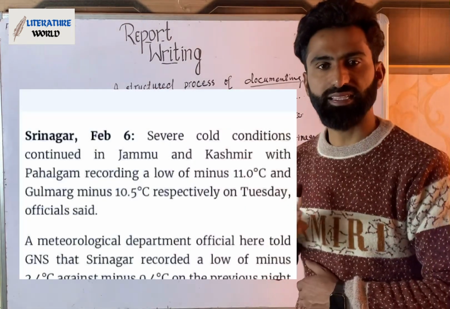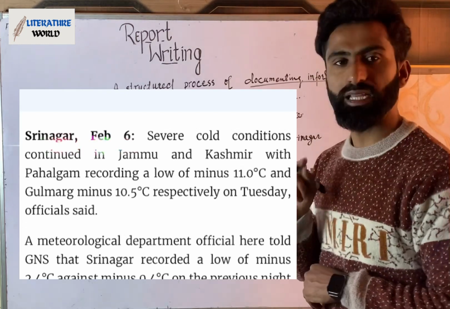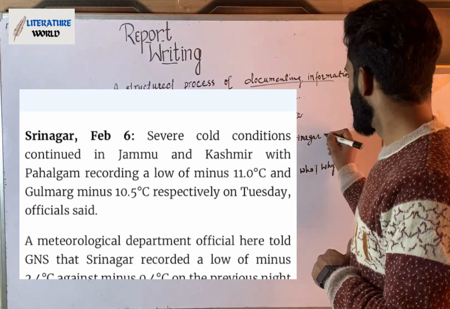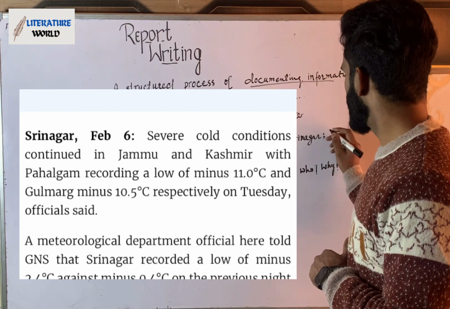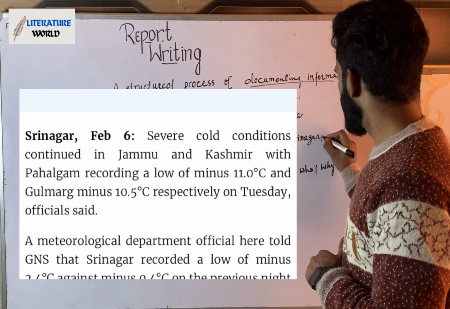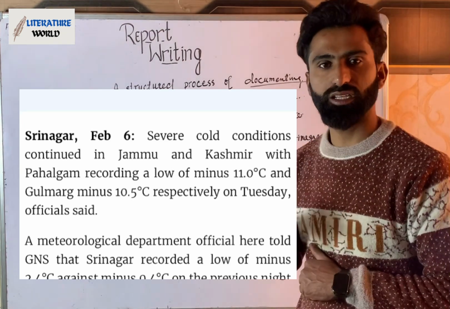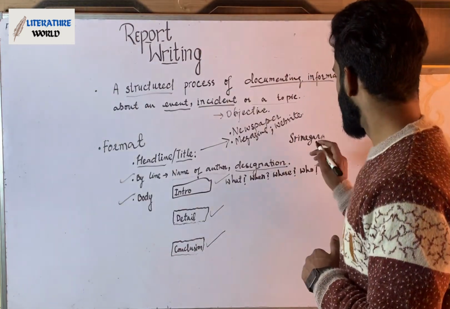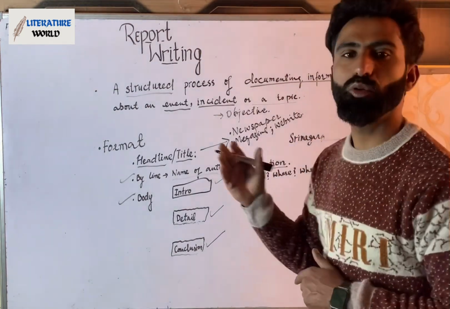Here is an example of a newspaper report that you are seeing on the display. You can see Srinagar, and then there is a date mentioned. You can check it on the screen. So there is a date mentioned, and then the report starts.